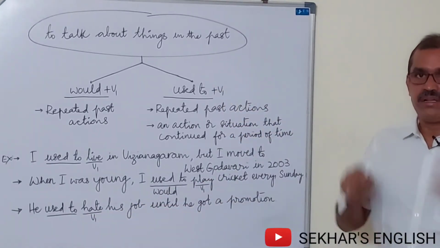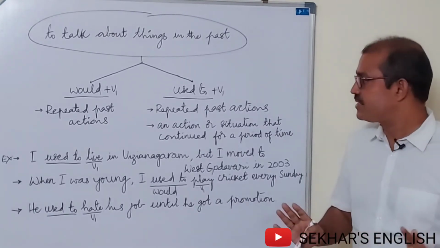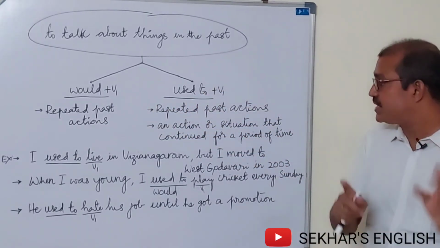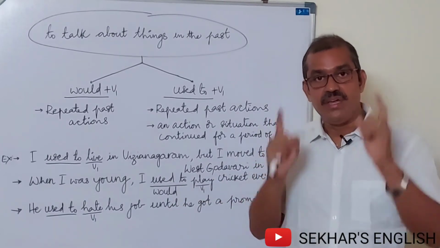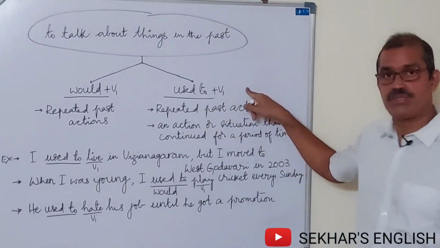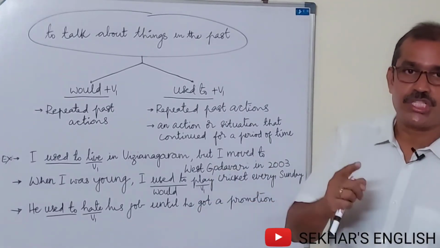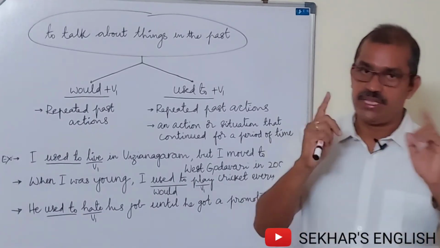Friends, in a nutshell, we have to remember that for repeated past actions, we can use would plus V1 as well as used to plus V1. But for an action or situation that continued for a period of time, there you have to use used to plus V1, right? Friends, I am very sure that you have understood the difference between would and used to when we talk about things in the past.